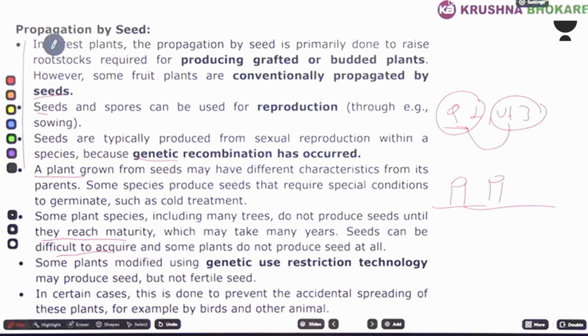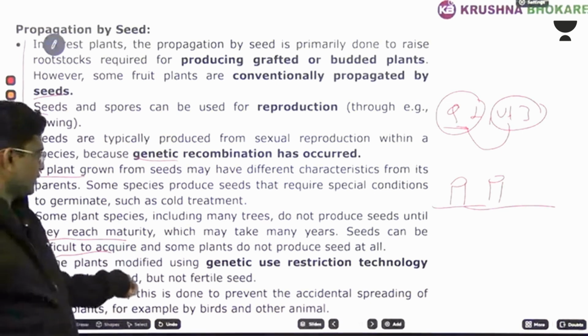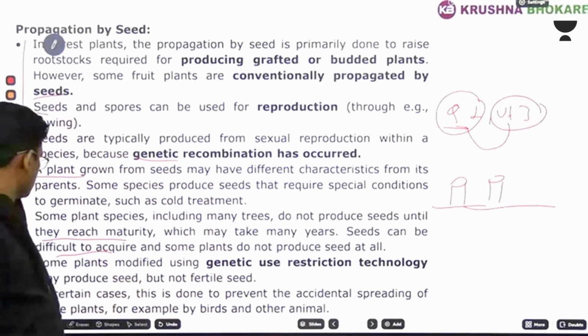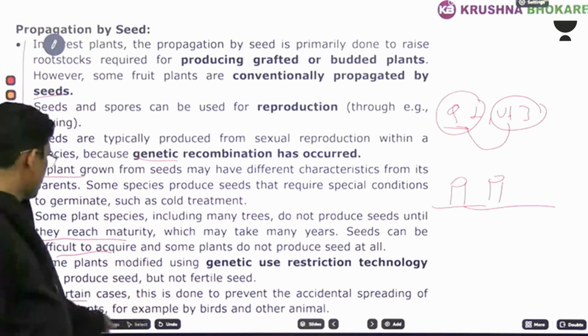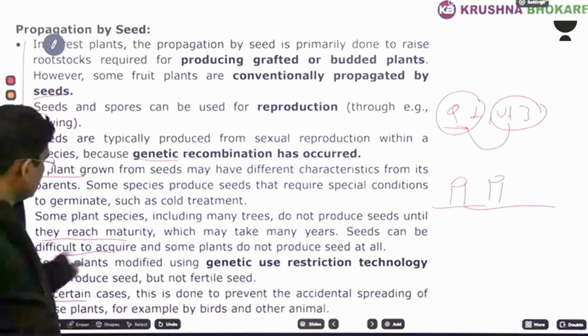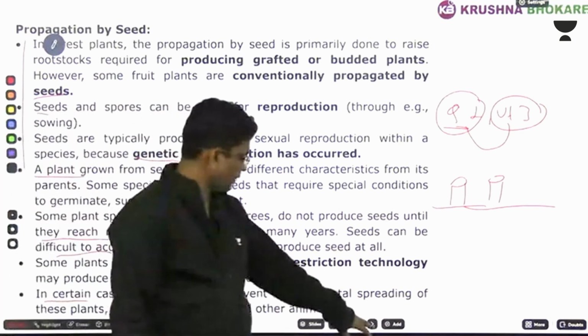Some plants are modified using genetic use restriction technology, like in your biotechnology, to make non-fertile seed. GM crop से बनाते हैं, हम tissue culture. In certain cases, this is done to prevent accidental spreading of plants, for example by birds and other animals. ठीक है.